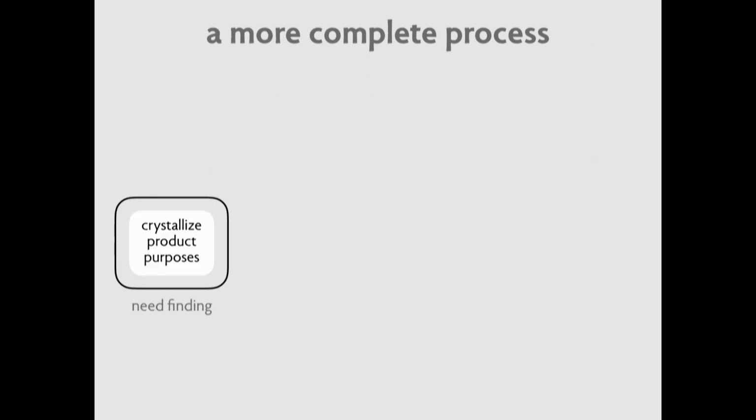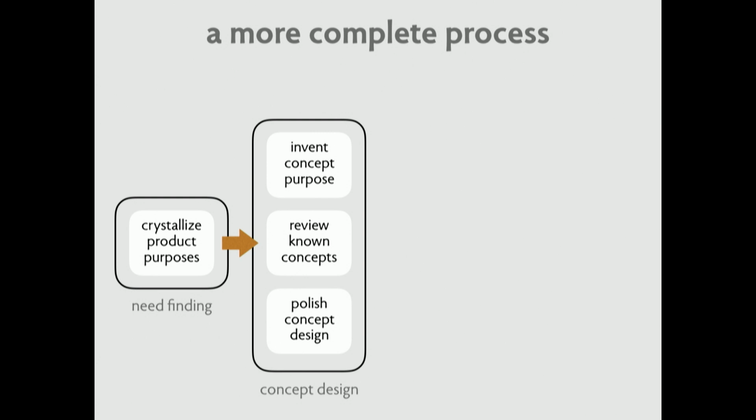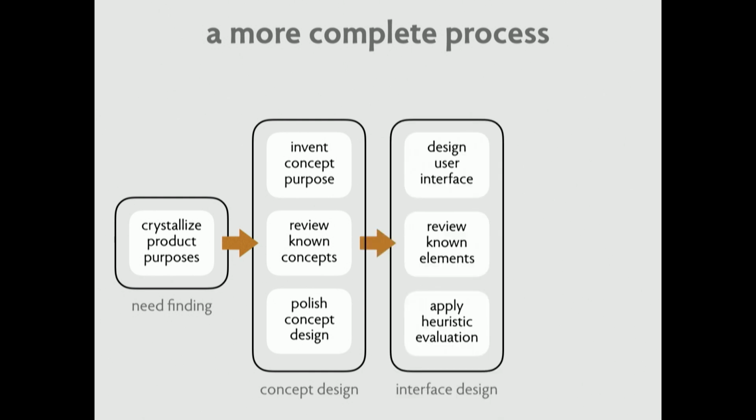So the way I think about it is that what you do when you do need finding is you crystallize the purposes of your product, and then you do conceptual design, essentially. You come up with an abstract characterization of what kinds of behaviors you're going to support. And then you design a user interface. You become concrete, and you say, OK, it's going to look like this. And this follows exactly the structure that you're following in your assignments, right? You did the conceptual design last week, and then this week, you're now going to be doing an actual user interface design.